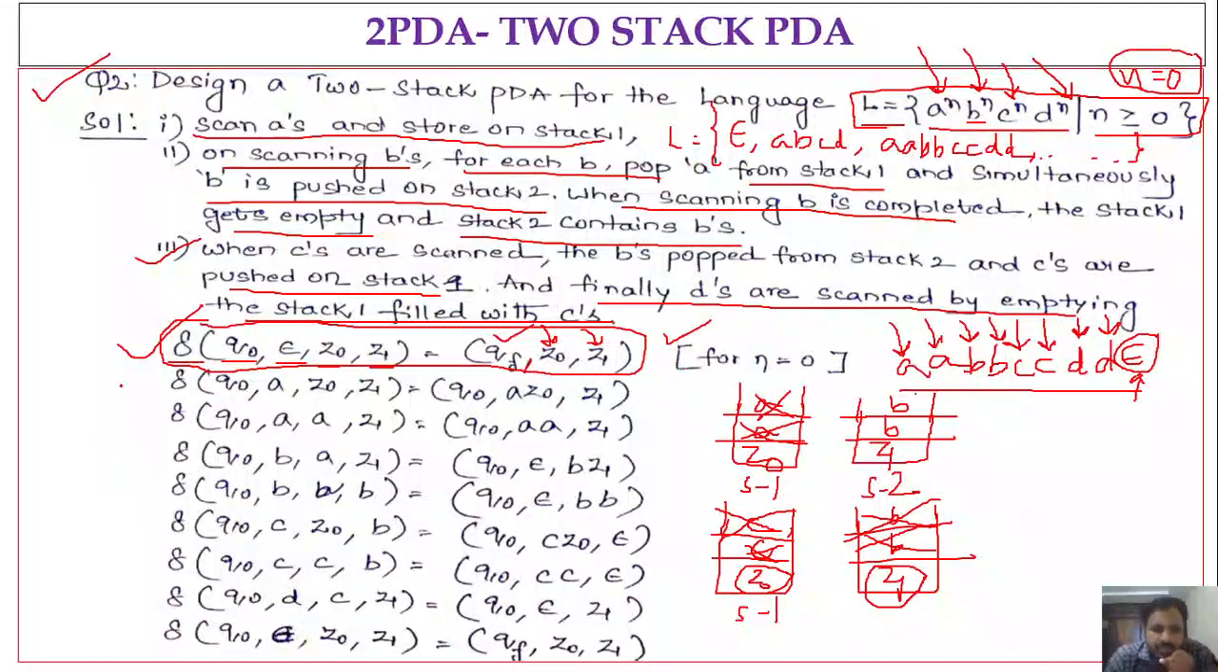Okay. Next one, if we are in state Q0, input is a, top of the stack 1 is Z0 and top of the stack 2 is Z1, then we will be in same state Q0 and push a onto the stack 1. So we are pushing a Z0 in stack 1 and we are pushing Z1 onto the stack 2. Okay. Next, if we are in Q0, if the input is a and top of the stack 1 is also a and top of the stack 2 is Z1, then we will be in same state Q0 and push a onto the stack 1 and Z1 onto the stack 2. Okay.